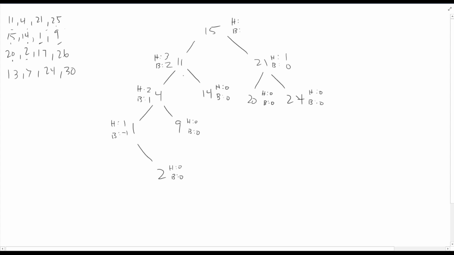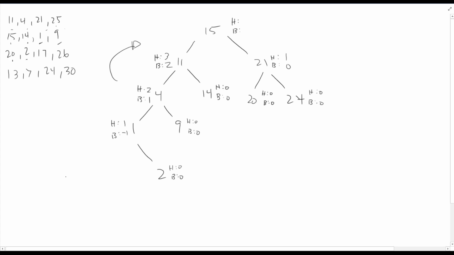So here we've got imbalance of 2. That means we're left heavy because it's positive. We look at our left child. It's got a balance factor that's also positive. So we must be in a left-left situation. That means we need a right rotation on our 11 here.